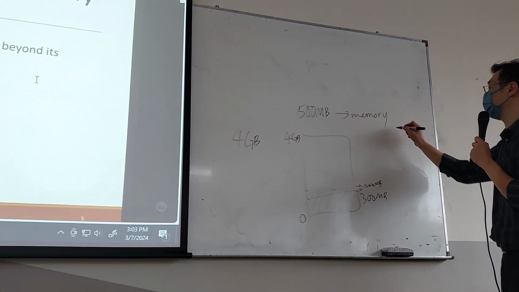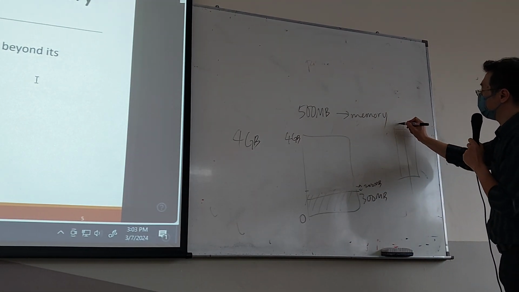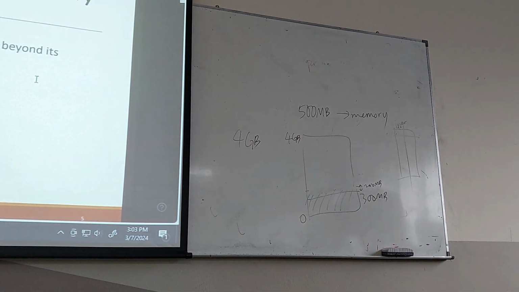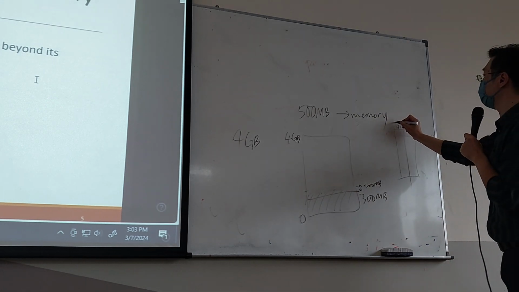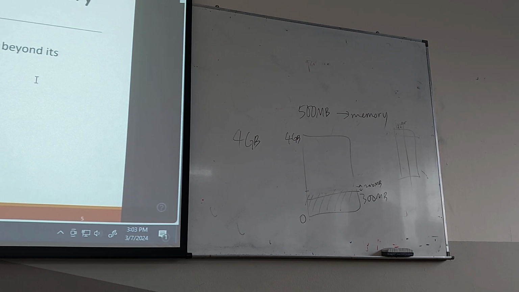Okay? So how does it do it? There's a table. And this table has the linear address, and it has a virtual memory address. So linear address, let's call it LA, and the virtual address, VA.